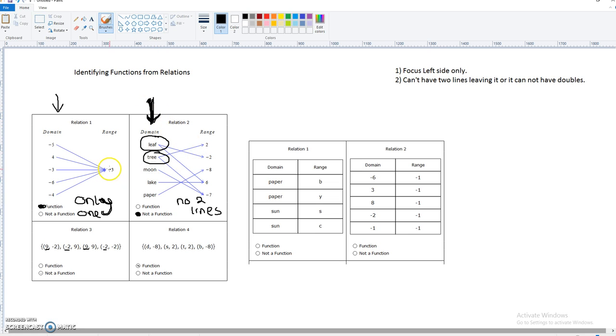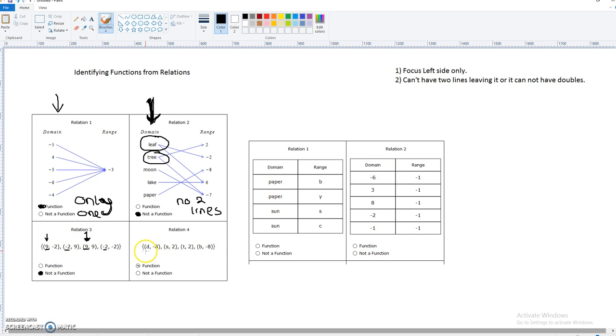It doesn't matter that, like this one, we have all the lines coming to this number. That doesn't matter. Okay? Looking down here, we're focusing on the first number of each set of parentheses. And as you can see here, we've got a 9 here. We've also got a 9 here. And the rule is we can't have a double. So this is not a function, because it's got the same number twice.